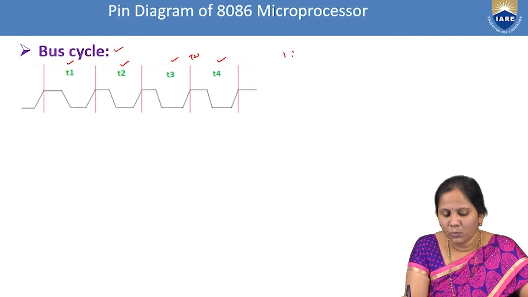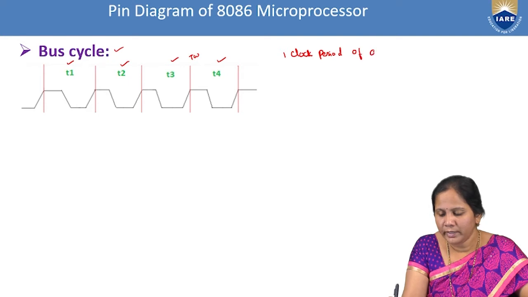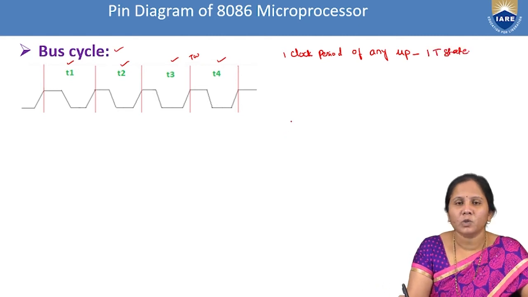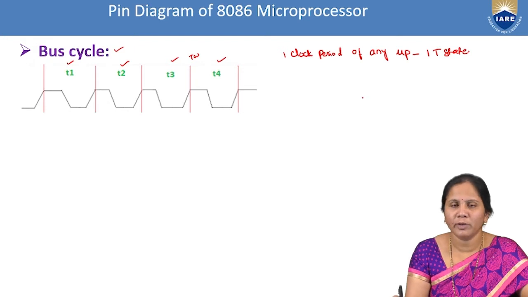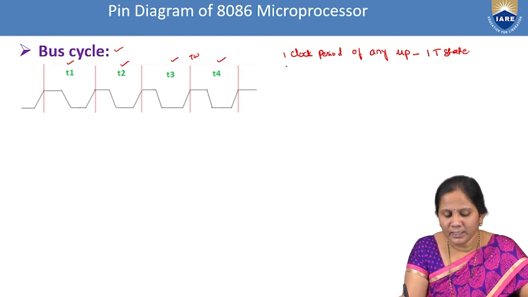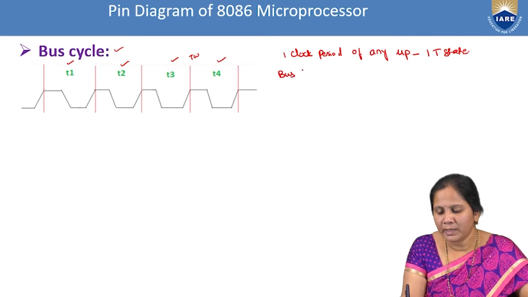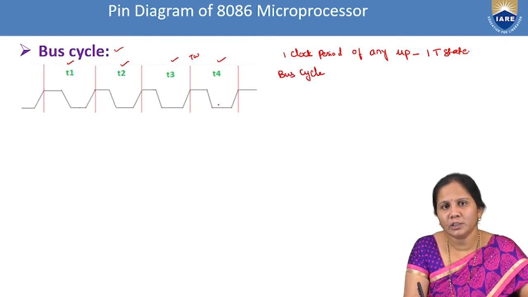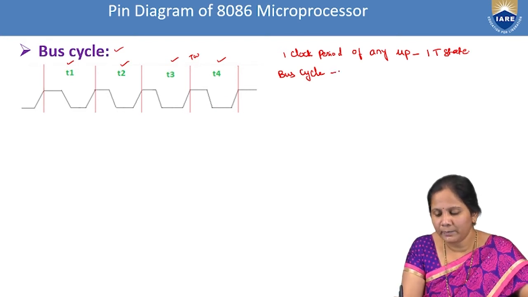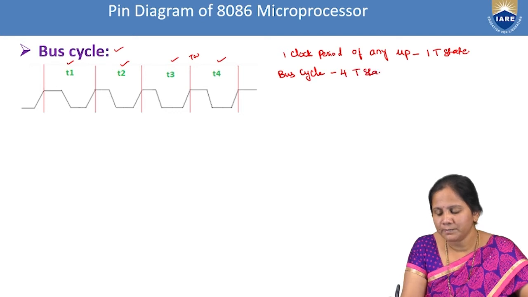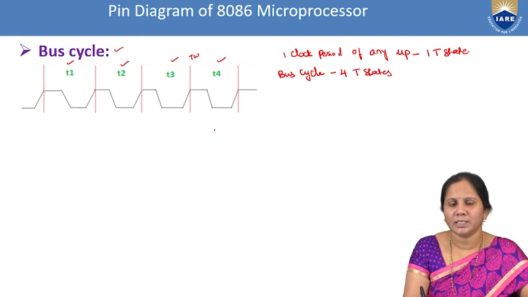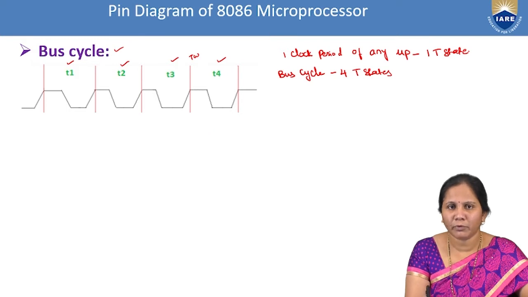Here, 1 clock period of any microprocessor is called 1 T state. So 1 clock period of any microprocessor can also be called 1 T state. And the bus cycle consists of 4 clock periods. So the bus cycle is 4 T states, that is T1, T2, T3 and T4.